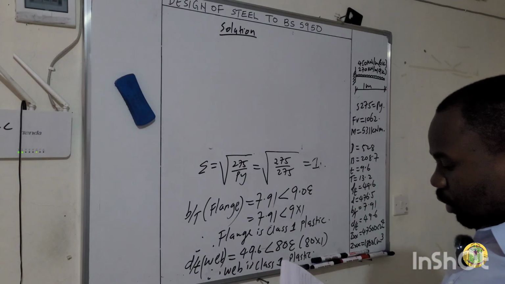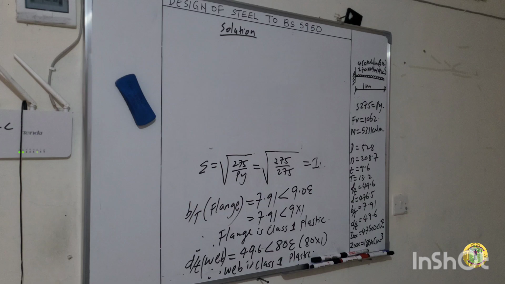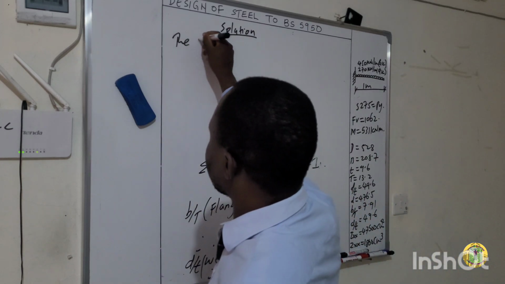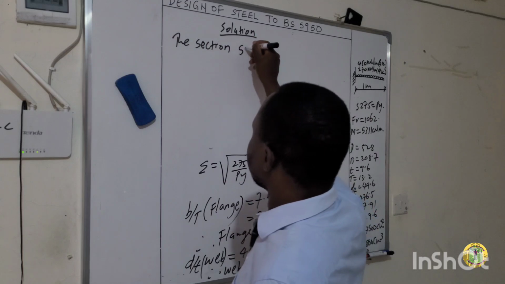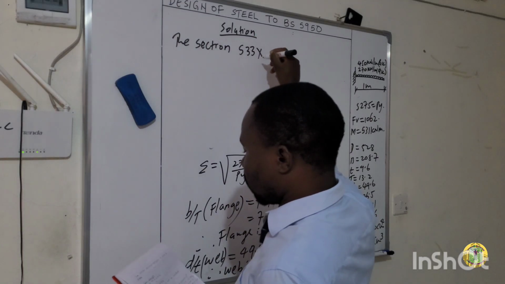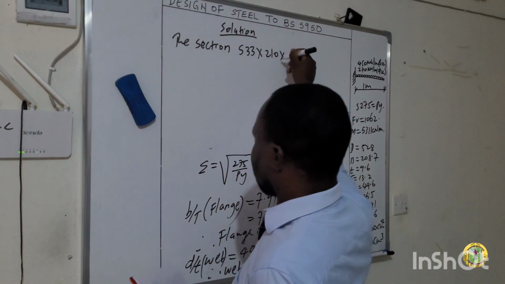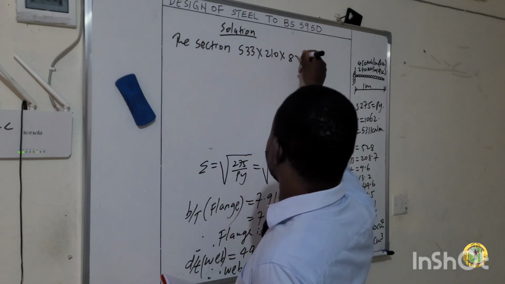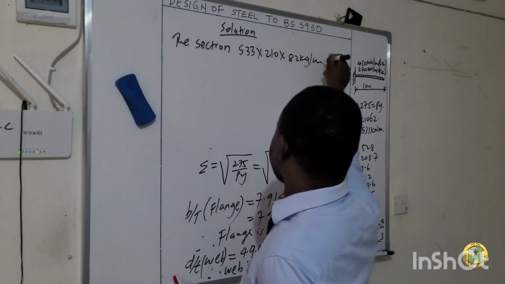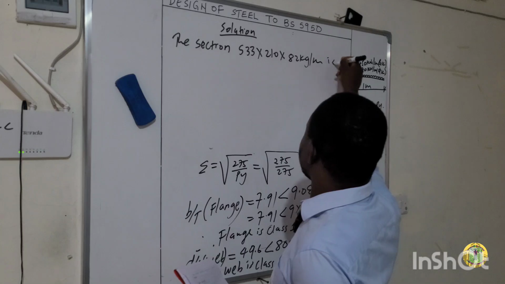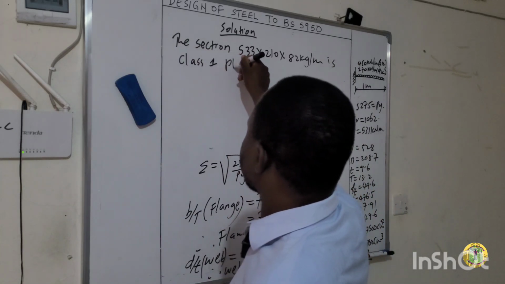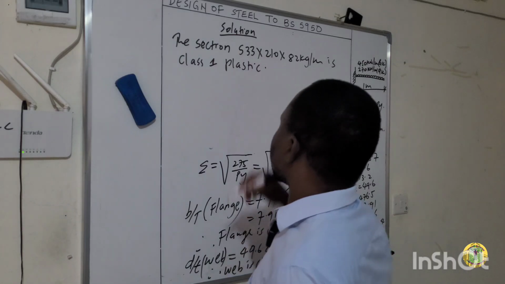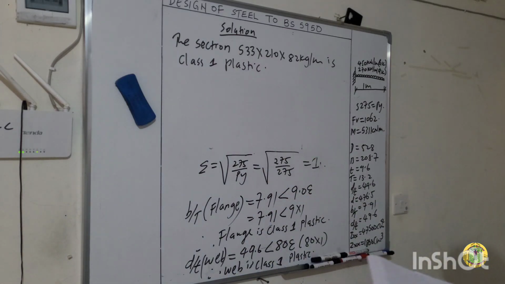So you will say the section, which is 533 by 210 by 82 kilogram per meter, is class 1 plastic. So you have now classified the section. We now proceed to shear strength.